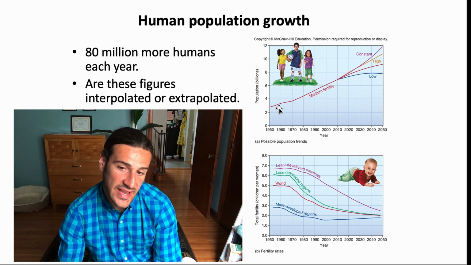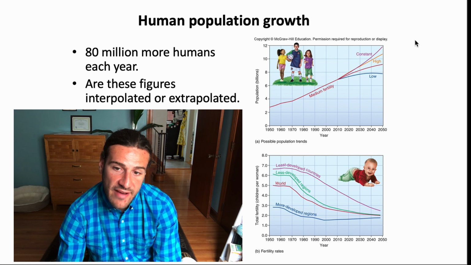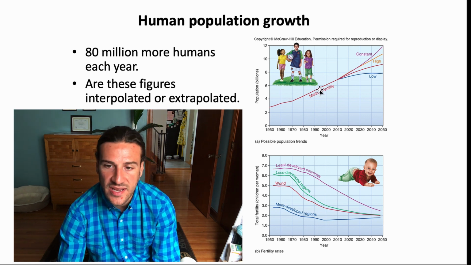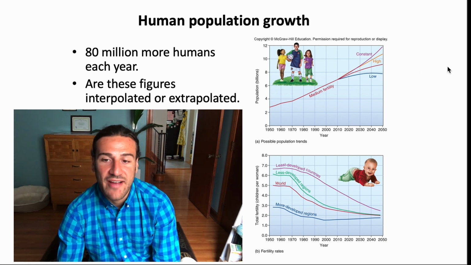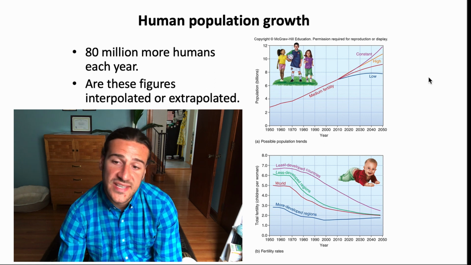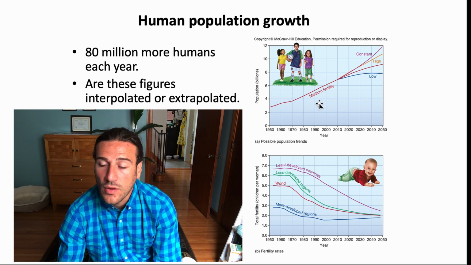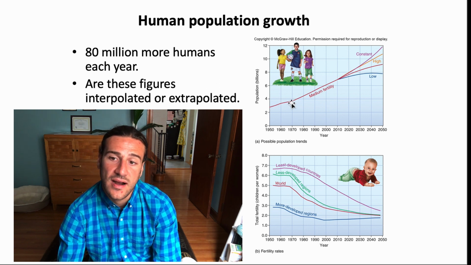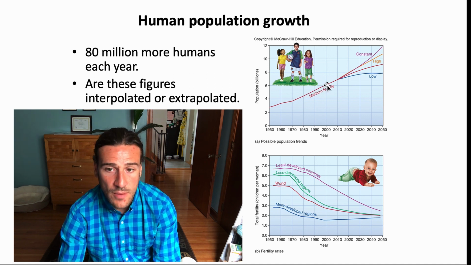Now, let's just say these data came from a census taken every 10 years. So every 10 years, every country counts their humans. Every country counts the number of citizens they have. I mean, this is hypothetical, right? Censuses are taken yearly in many places, but let's just say for our purposes that a census is taken every 10 years.